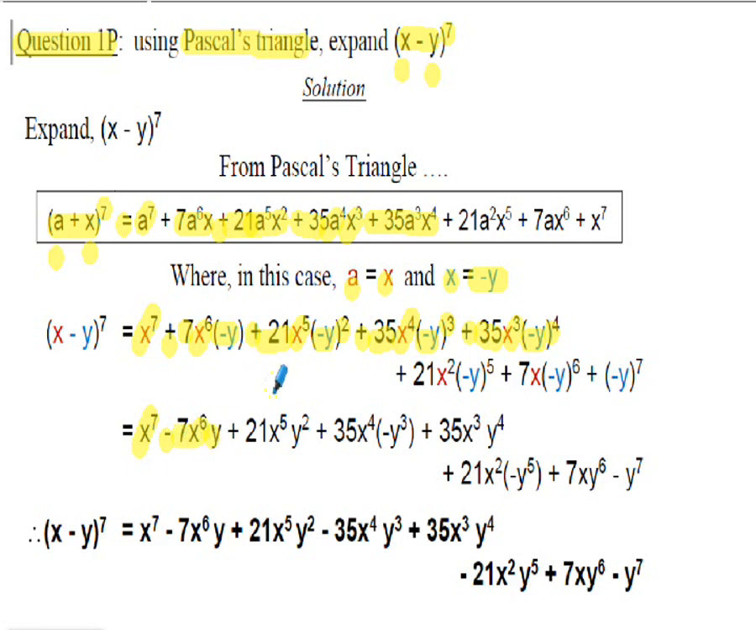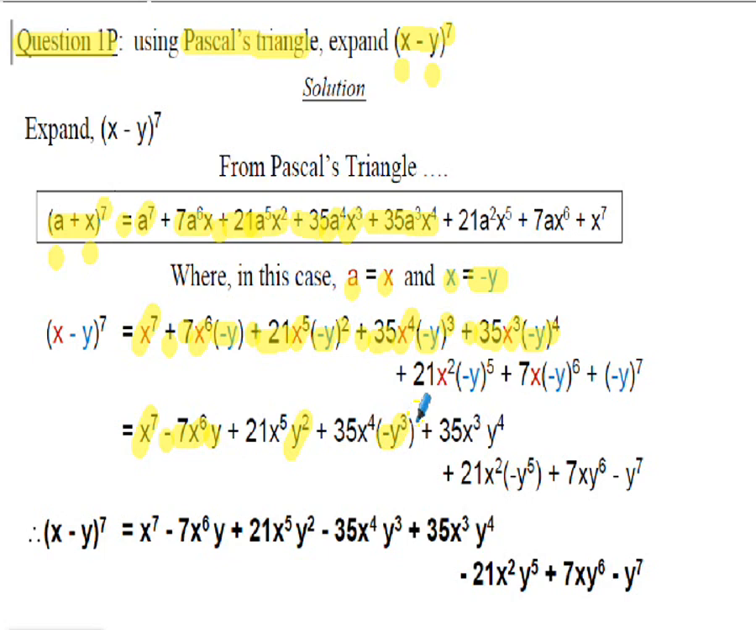Now with the third term, we've got 21x to the 5, then it's minus y squared. Don't forget, when you square a number, or a negative variable in this case, you get a positive one. So that minus y squared becomes positive y squared here. When you raise a minus y to the power of 3, you will get minus y cubed. You get a negative again.